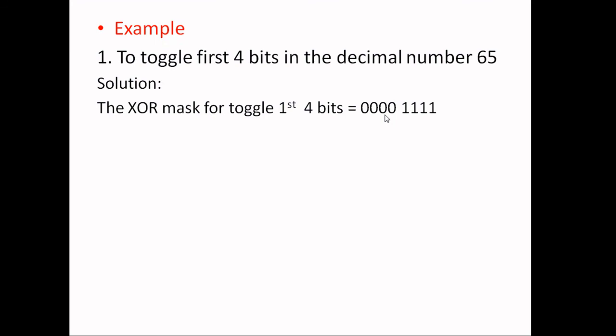Then get the binary value of 65. The binary value of 65 is 0 1 0 0 0 0 0 1. Remember, you are toggling. Toggling means it will make 1 as 0 and 0 as 1. Let us see how it happens. You are applying the XOR mask. So you want to toggle. This 1 should become 0, this 1 should become 0, and all others should become 1.